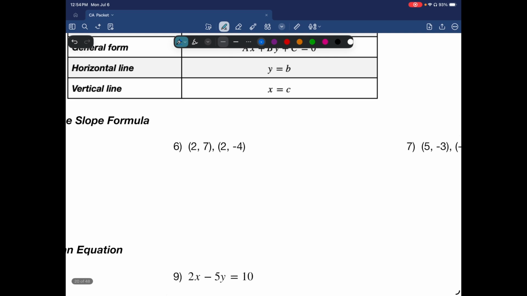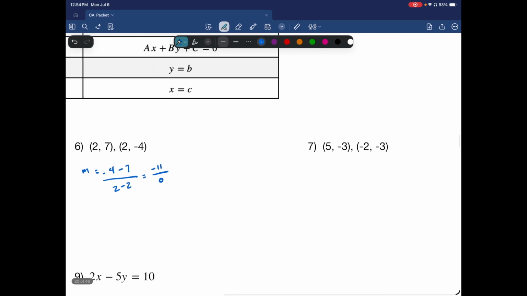All right. On 6, you have negative 4 minus 7 over 2 minus 2. That's going to be negative 11 on top and 0 on the bottom. Okay, so you have to ask yourself, well, let me jump over to 7 real quick. So if I do negative 3 minus negative 3 over negative 2 minus 5, that's going to be 0 on top, negative 7 on the bottom. So you have two fractions. 0 is either in the bottom or the top.